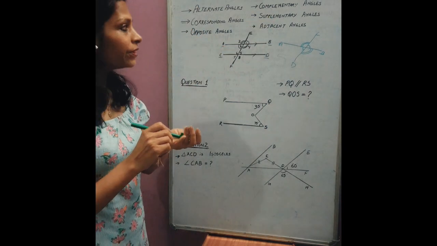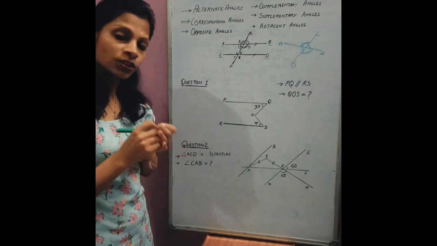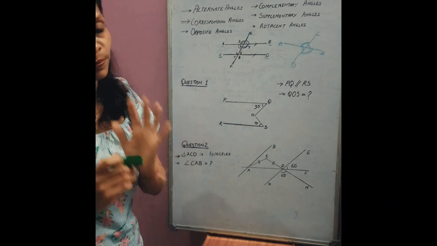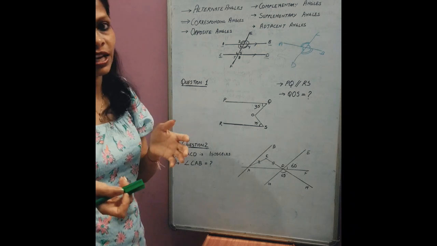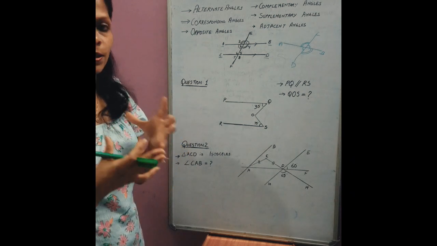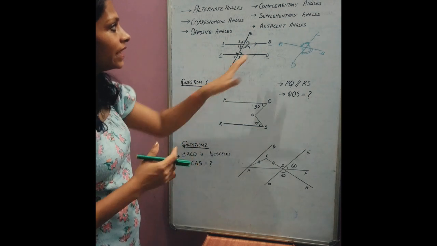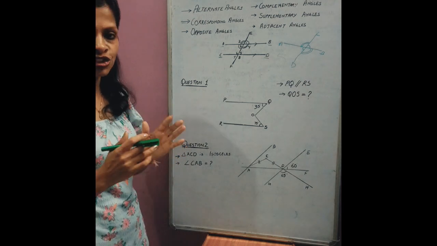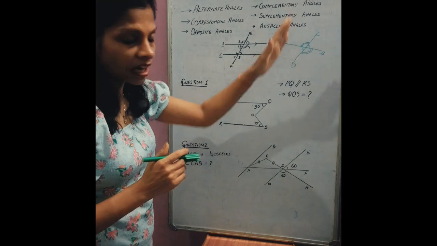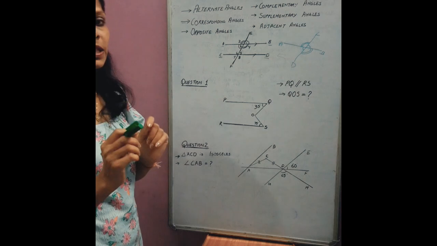Now, complementary angles. Complementary angles are those angles whose sum comes up to 90 degrees. Supplementary angles are the angles whose sum comes up to 180 degrees. Adjacent angles are the angles which have a common arm and the same vertex.